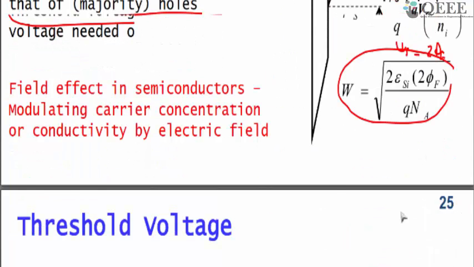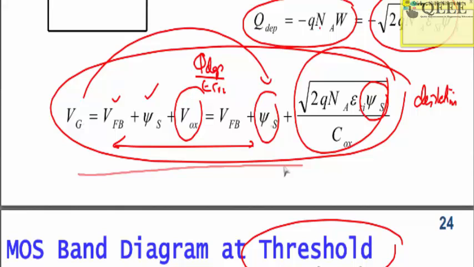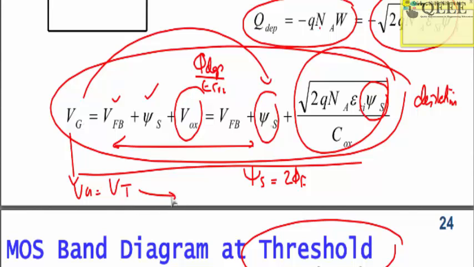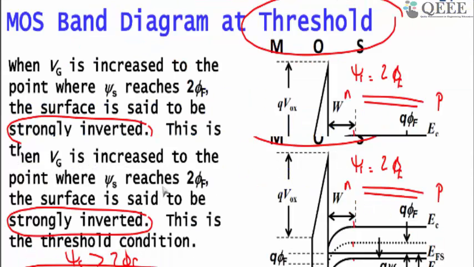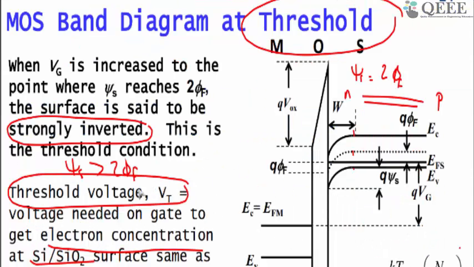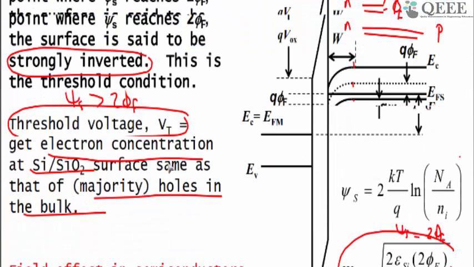Then you put it inside the Vg expression. In this expression you put psi s equal to 2 phi f, and then you get a Vg. That Vg equal to Vt is the threshold voltage. This is the same threshold voltage we will use later in transistors also. In a MOS capacitor or a MOS transistor, at threshold voltage you are inverting the surface and making it rich in minority carriers, and the minority carrier concentration is the same as the majority carrier concentration in the bulk.